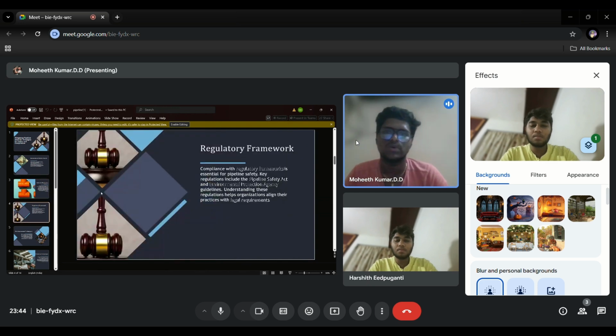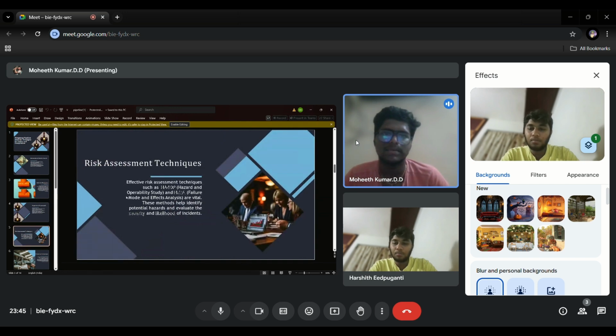So next one is the regulatory framework. Compliance with regulatory frameworks is essential for pipeline safety. Key regulations include the Pipeline Safety Act and Environmental Protection Agency guidelines. Understanding these regulations helps organizations align their practices with legal requirements.